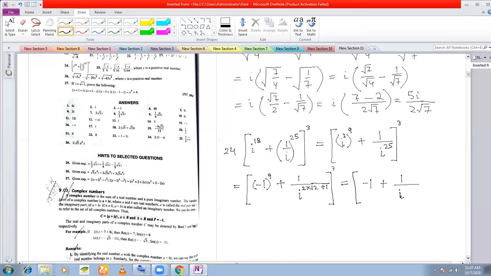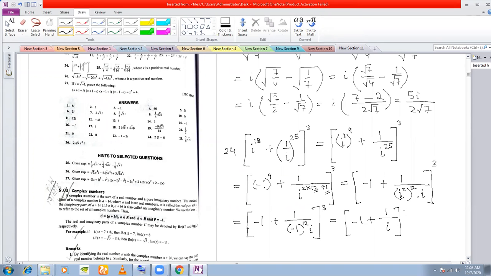Now i to the power of 25 can be written as i to the power of 25. If you divide 25 by 2, you get 12 as your quotient and 1 as your remainder. So that is why I wrote this as 2 into 12 plus 1. Now this can be written as i squared to the power of 12 into i, the whole cube. So this is minus 1, and i squared is minus 1, to the power of 12, into i whole cube. So this is minus 1 plus minus 1 to the power of 12 is plus 1 by i whole cube.